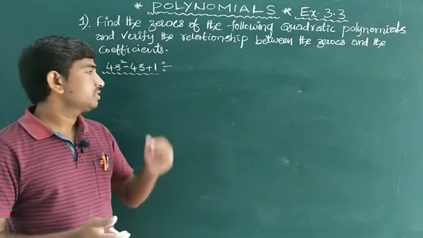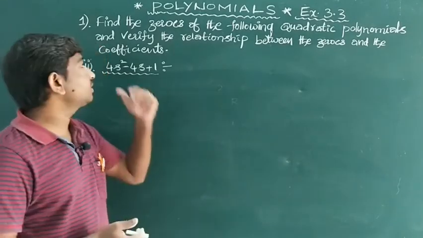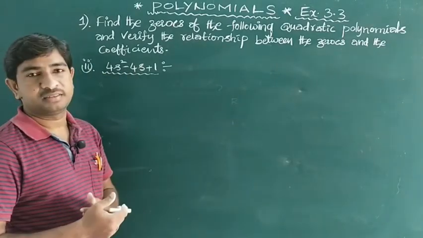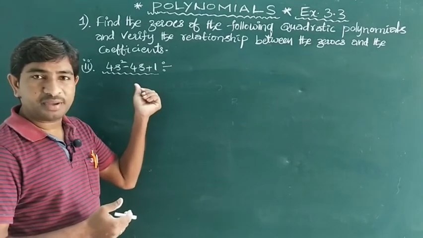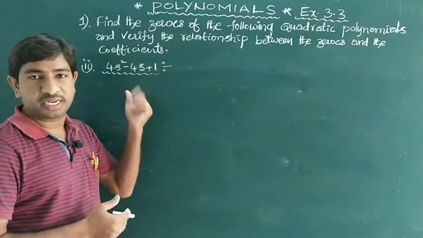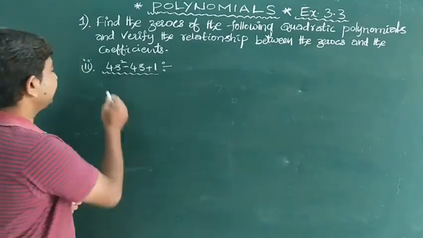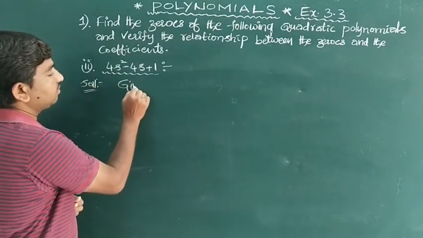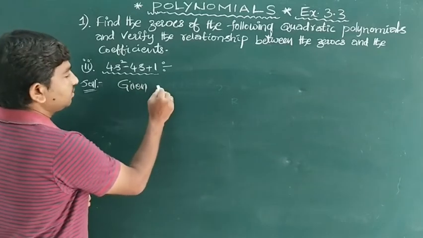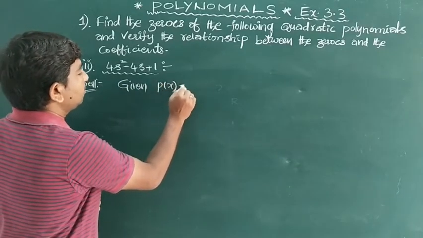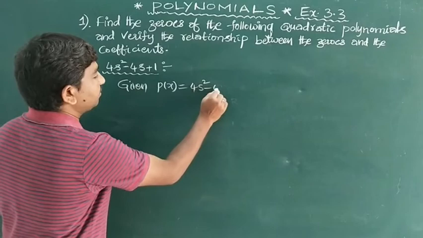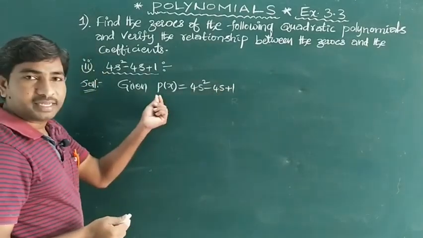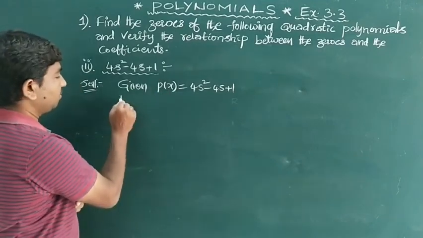Now see the second problem of this first bit. 4s square minus 4s plus 1. Find the zeros for this polynomial and verify the relationship between the zeros and coefficients. For finding the zeros, we have to write the given polynomial compulsorily. So p of x is equal to 4s square minus 4s plus 1. To find the zeros, let us consider that p of x is equal to 0.